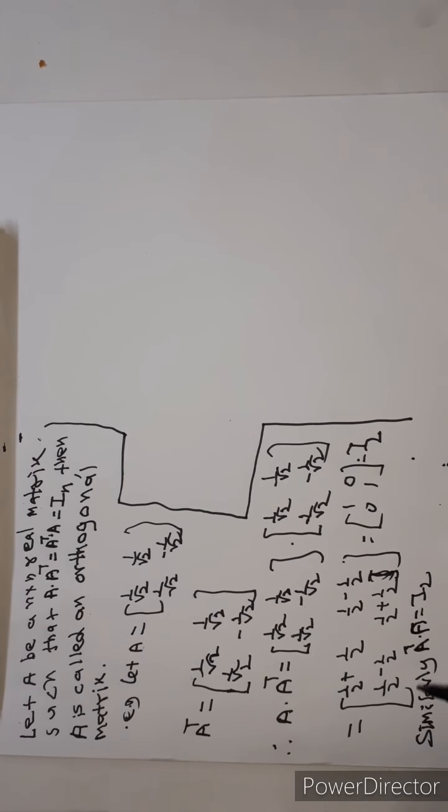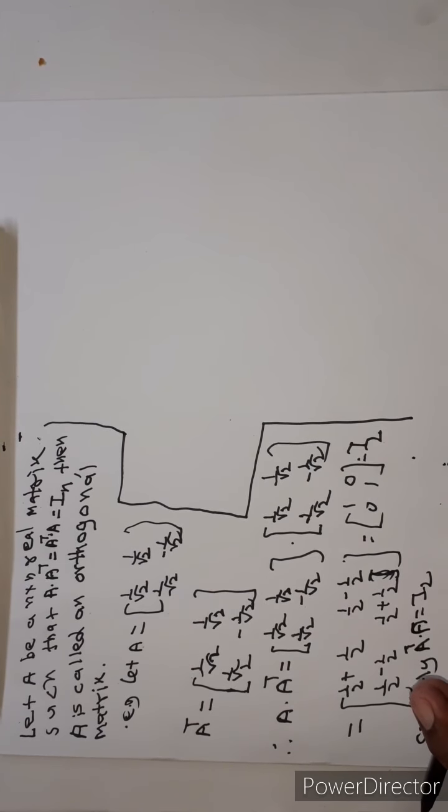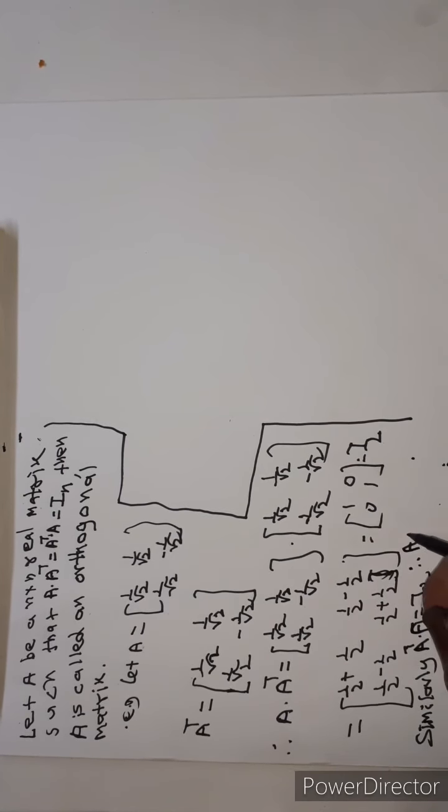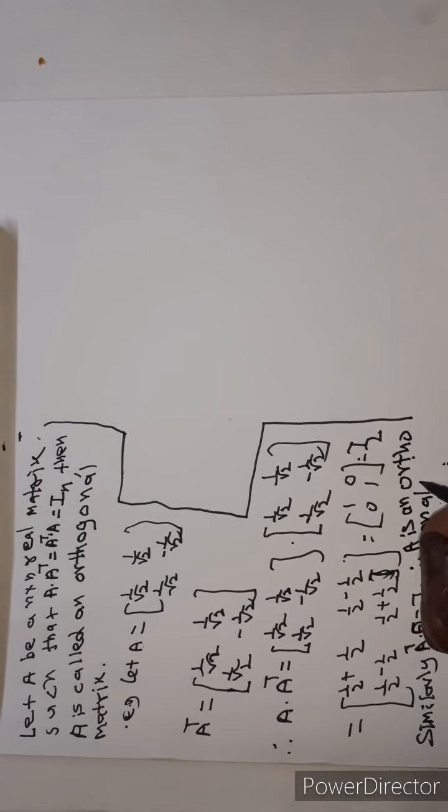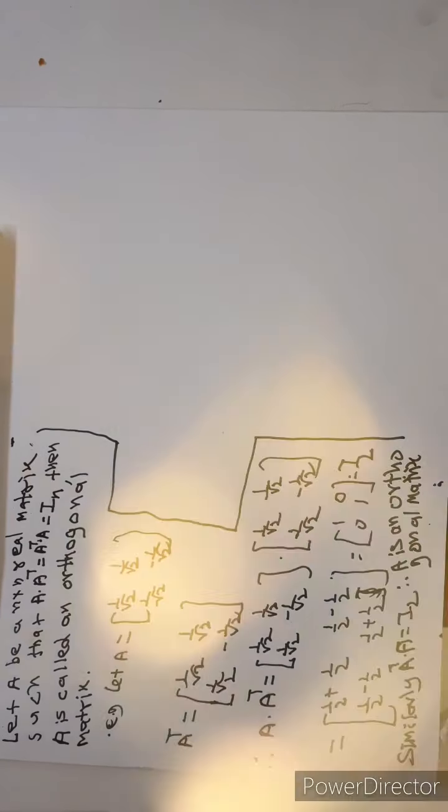Therefore A is an orthogonal matrix. See here, this is an example of a 2 by 2 orthogonal matrix.